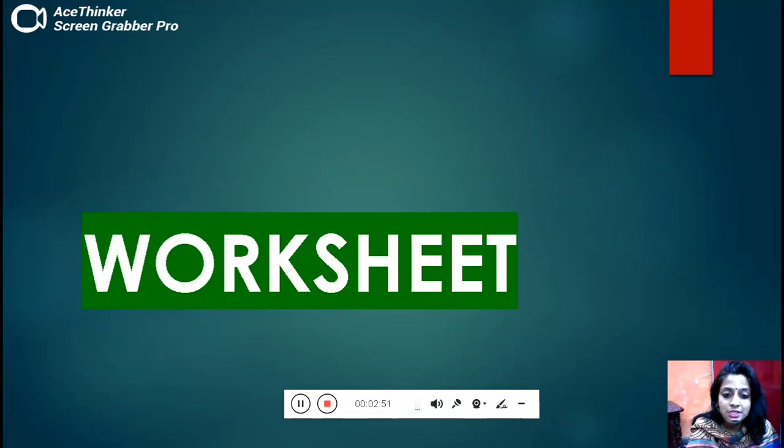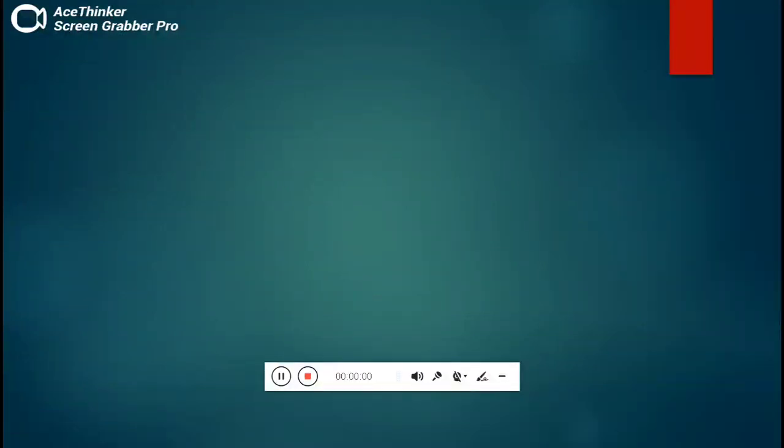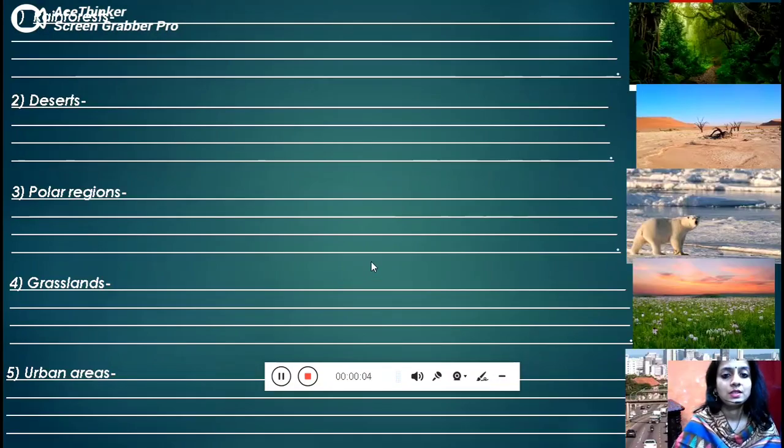Now look at the worksheet which I will be handing you. See, it is the worksheet. I have shown the pictures also. So you can frame sentences, look at the pictures and see what habitats I have given you. Rainforest, deserts, polar regions, grasslands, urban areas. These are the 5 habitats which I have given you.